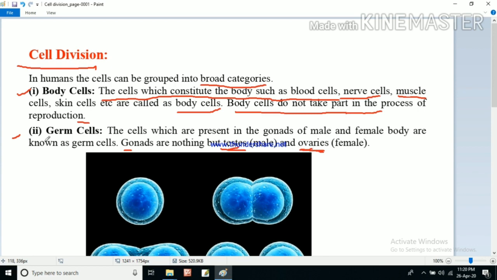You may also see the term germ cell as reproductive cell. In some books you may get germ cell as reproductive cell. So germ cells are also known as reproductive cells, and body cells are also known as somatic cells. In some books you may get somatic cells. So body cells are also known as somatic cells, and germ cells are also known as reproductive cells.